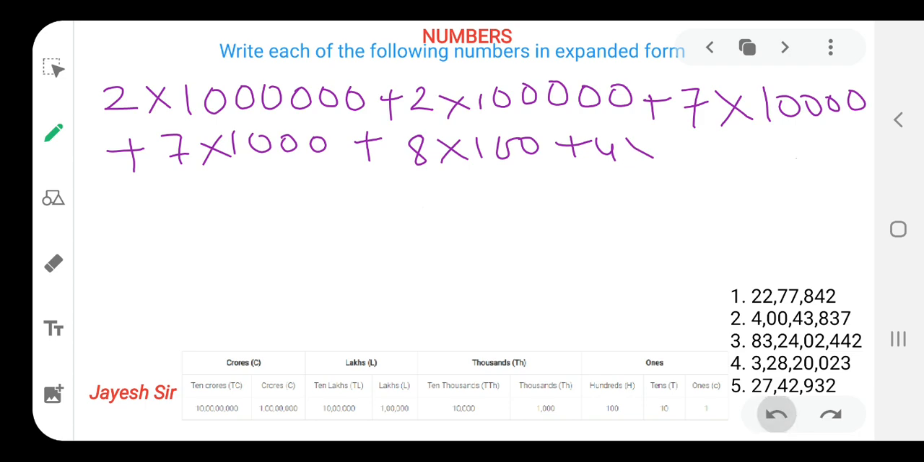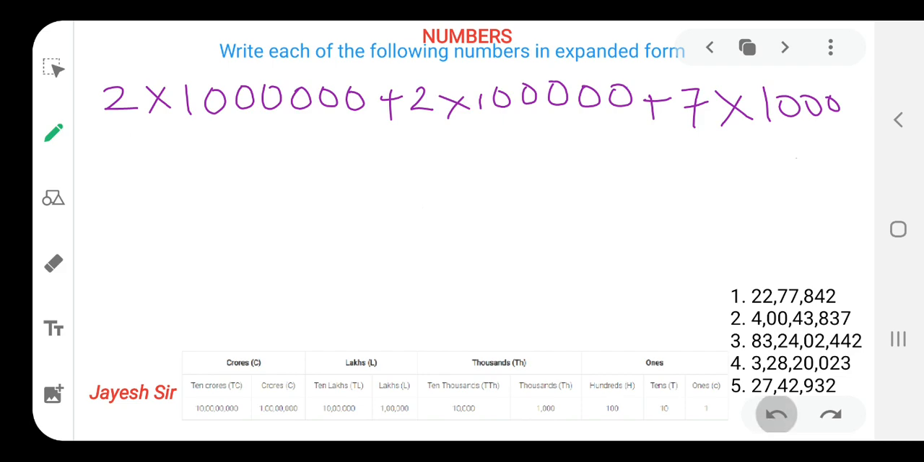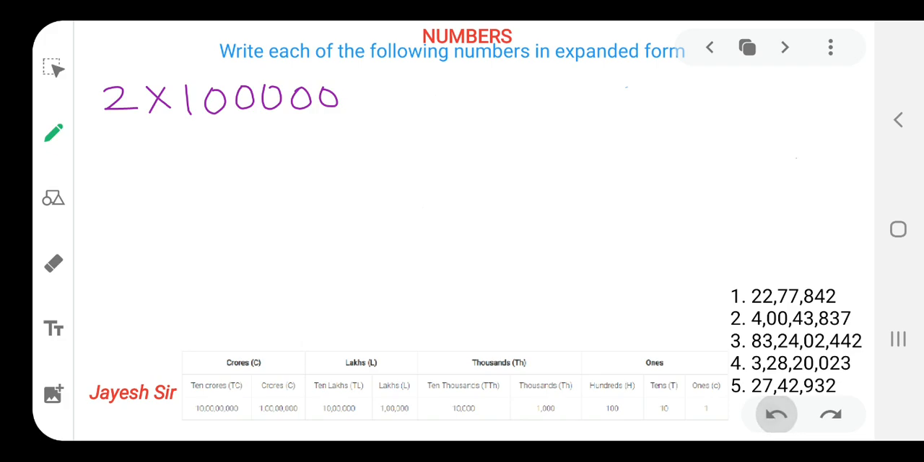Yes, friends, so let's move on to our second sum. Here you can pause the video and try to solve it on your own. Our next sum is 4 crore 43,837. In crores, how many zeros are there? Let's see. 4 multiplied by 1 and then how many zeros do we need to write? 1, 2, 3, 4, 5, 6, 7. 7 zeros.